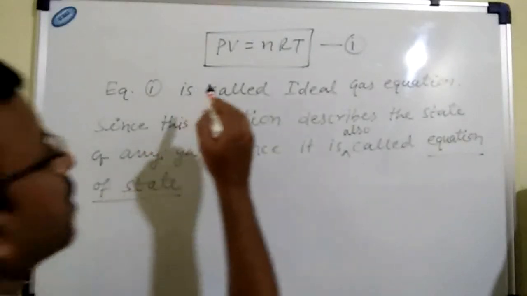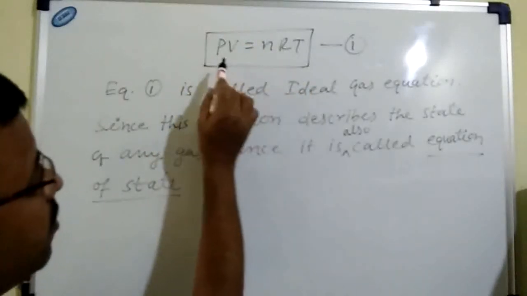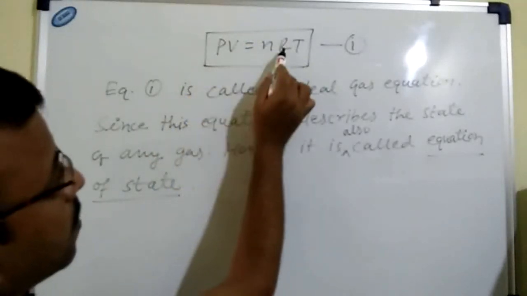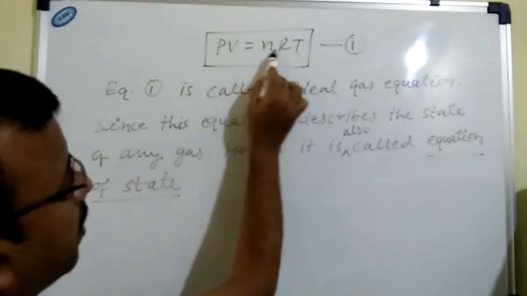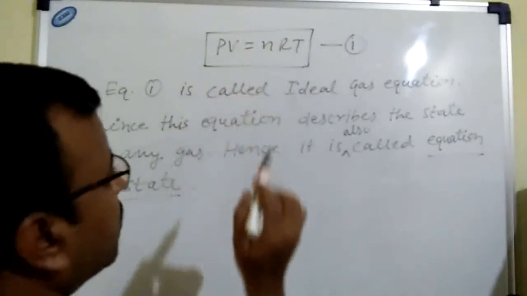Now here you see, this equation contains how many variables? Pressure, volume, amount of gas, and temperature. These are variables, and R is the constant.